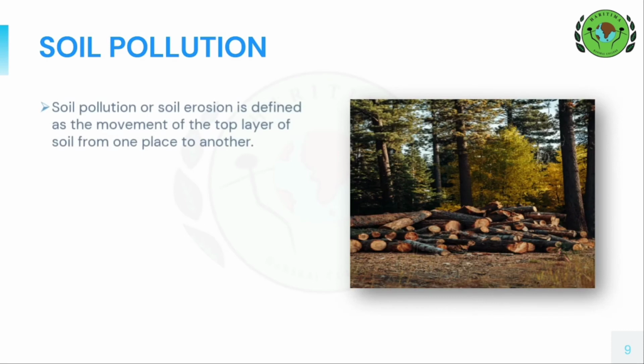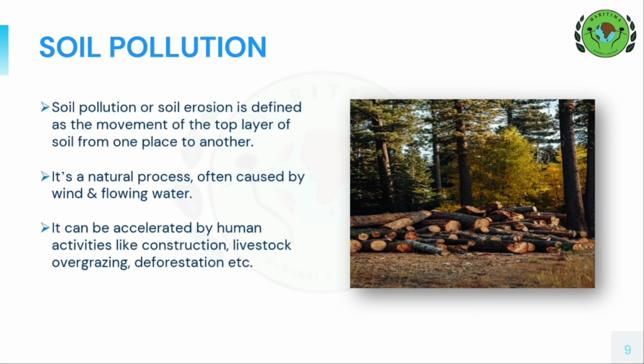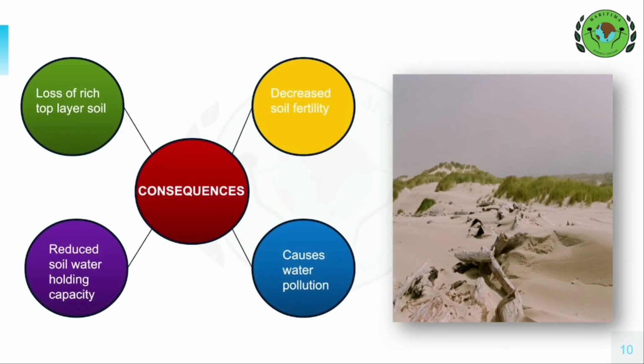Soil pollution. Soil pollution or soil erosion is defined as the movement of the top layer of soil from one place to another. It's a natural process, often caused by wind and flowing water. It can be accelerated by human activities like construction, livestock overgrazing, deforestation, etc. The consequences of soil pollution are loss of rich top layer soil, decreased soil fertility, reduced soil water holding capacity, and it causes water pollution.